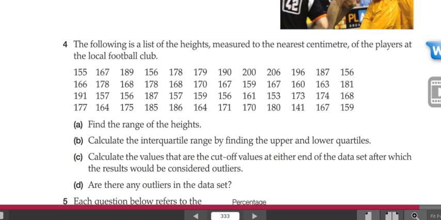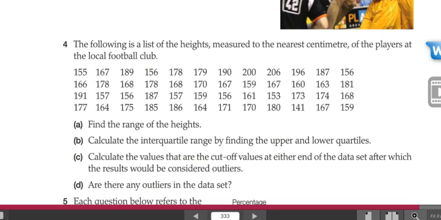What this 209 means is if we find anyone who's taller than 209, we would think of that as an outlier. We would think it was strange. Now I don't think we have anyone taller than 209, so there aren't any upper outliers. They wouldn't be able to get through that door. No, they'd be banging their head.